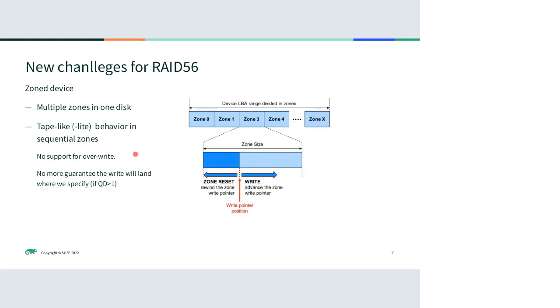So that kills one feature we rely on for RAID56. We can no longer do overwrite. This is especially important for parity, because parity must be updated every time any of its corresponding data stripes get updated. So this is really a new challenge.